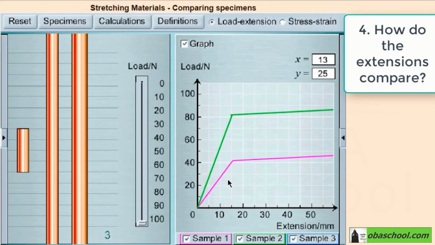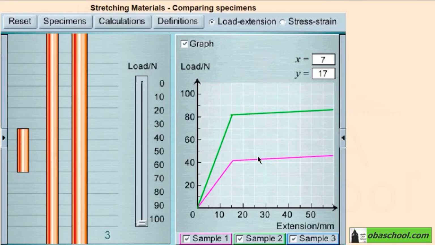How do the extensions compare? For the thinner specimen, the extension is 15 millimeters. And for the thicker specimen, at the elastic limit, the extension is also 15 millimeters. So at the elastic limit, the extension of the thicker specimen is equal to that of the thinner one.